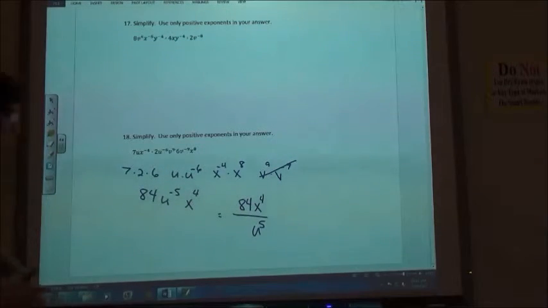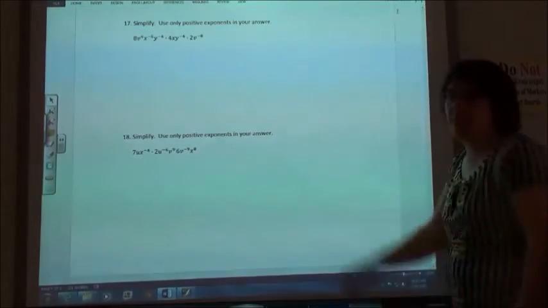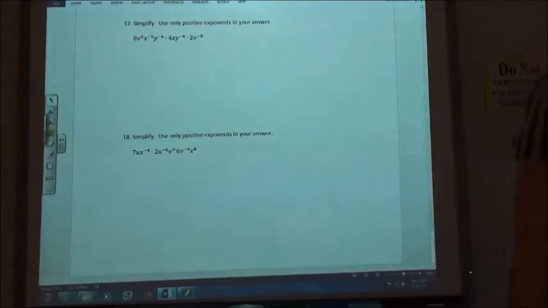So, negative exponents. If there's a negative exponent, you end up doing the reciprocal of whatever you have to make it positive.